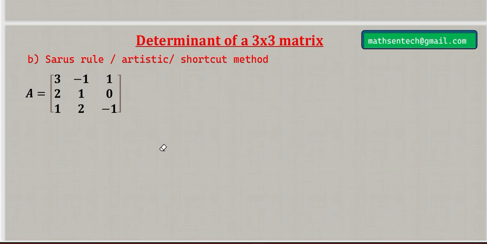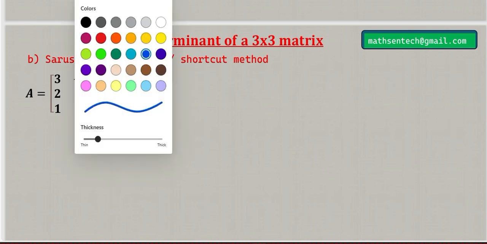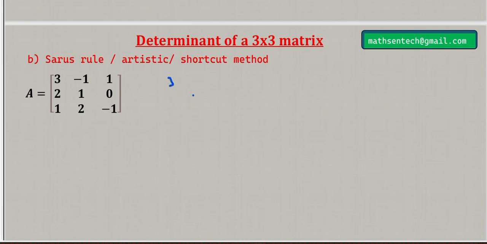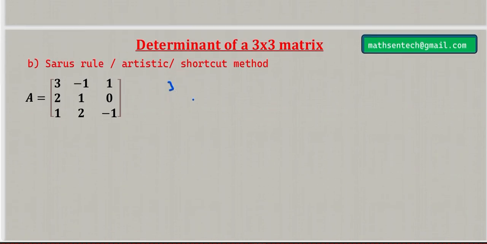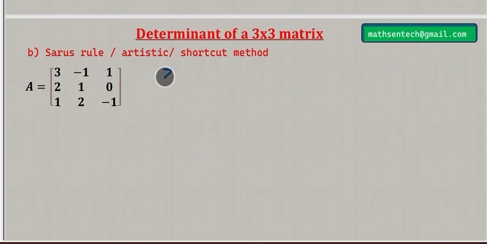So we are going to do this practically now using the Sarrus or the artistic or the shortcut method. Again, doing the same thing, we want to calculate the determinant and see whether we arrive at -2 with the same one. So what do you do? If this is your matrix, so I'm going to just write it here again. So I have 3, -1, 1, 2, 1, 0, 1, 2, -1. Then what did we say?